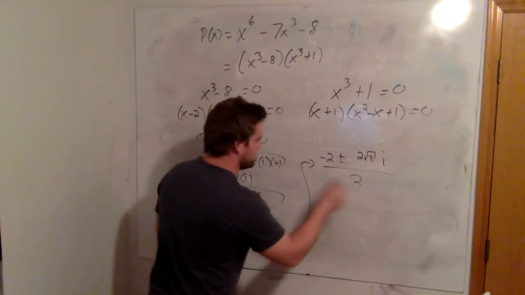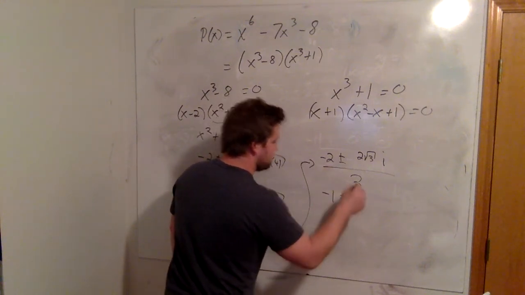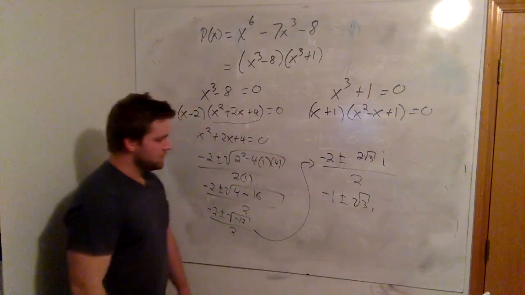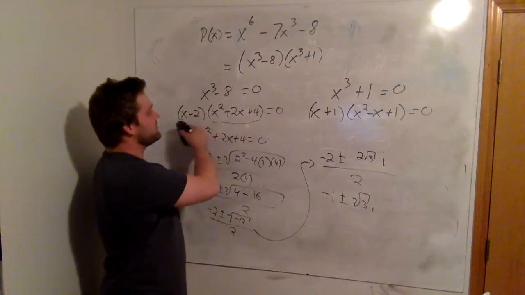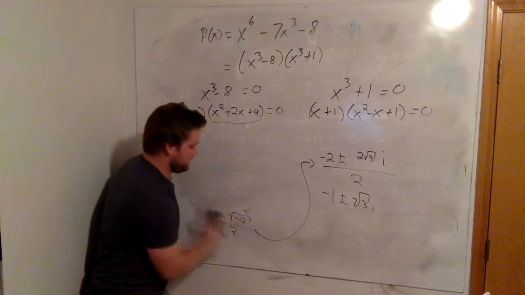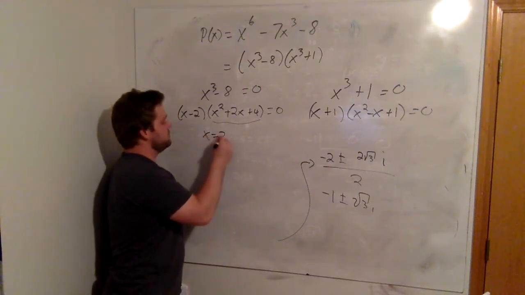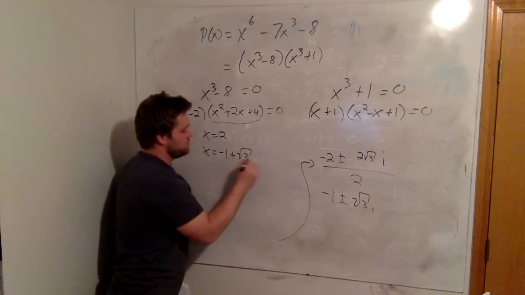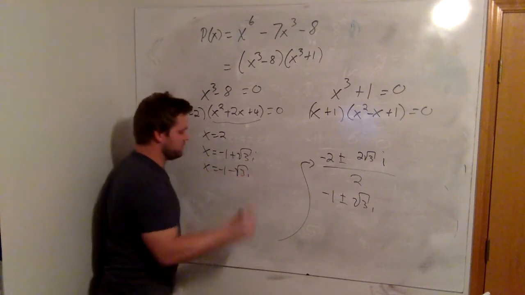So I could write this as dividing the 2 in. I'll get negative 1 plus or minus, the 2's will cancel out, root 3i. Okay, so we figured out the roots of this piece. I'm going to erase a little bit of this here. So we know that from here, x equals 2 is a root. We have also x equals negative 1 plus root 3i is a root. Also, x equals negative 1 minus root 3i will be a root.